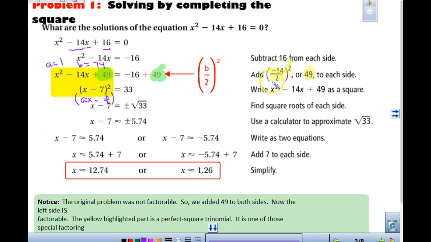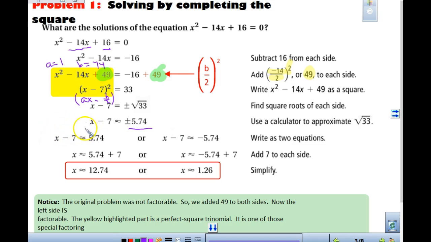So whatever you get in this parenthesis before you square it, that's kind of what we are looking for. That'll be x minus 7 squared. We add those two together equal 33. So x minus 7 has to equal positive and negative square root of that. That's how we get our decimals. This is not an exact answer. We're rounding it, right, to 2 decimal places.